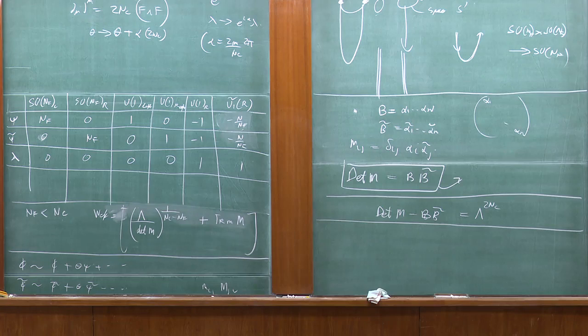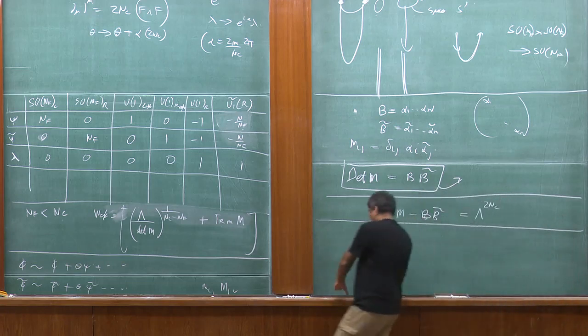Suppose this is true. What happens at NF equals NC is not independent of what happens at NF equals, let's say, NC minus 1. As we've seen, there's a way of going between them by adding a mass for the quark. So suppose I take my theory at NF equals NC and take the NFth quark and give it a mass.